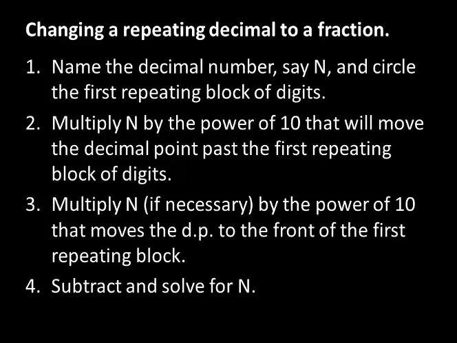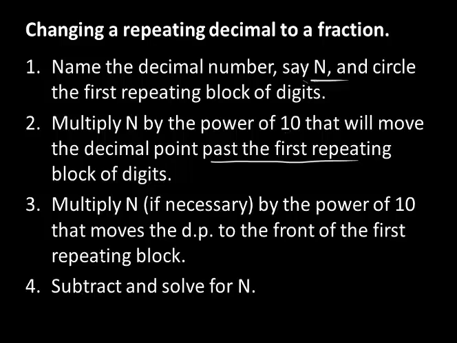On this slide, I just have the exact method written out. If you need to write it down, just put it on pause and write this down. But in each of the 3 examples prior to this slide, we gave the decimal number that we were given a name, and I called it n. Gave it a name. And I circled the first repeating block of digits. I multiplied that number by a power of 10 that will move the decimal point past the first repeating block.